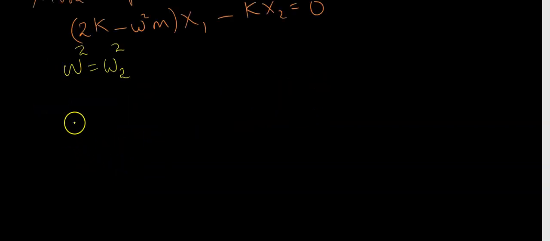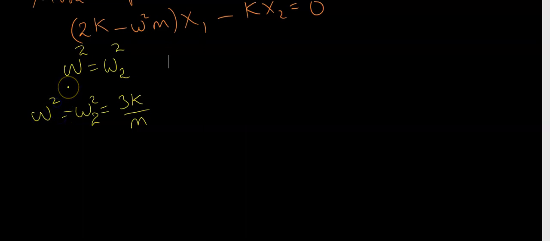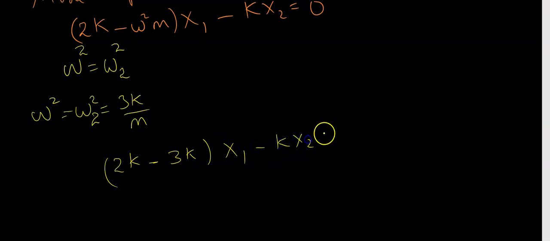Well, what does that mean if omega squared is equal to omega 2 squared? It means omega squared is going to be equal to 3k on m. That was the second natural frequency, right? Remember, omega 2 squared was that? Yeah? So I want to substitute 3k on m into this expression here. So now I'm going to get 2k minus 3k on m is just going to give me 3k x1 minus k x2 is equal to 0.